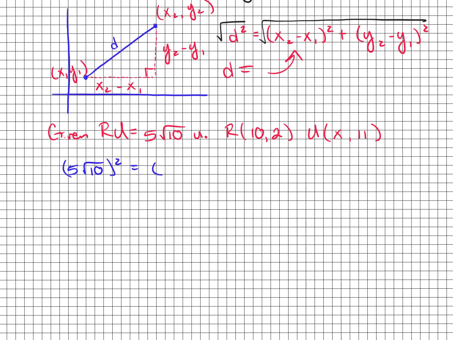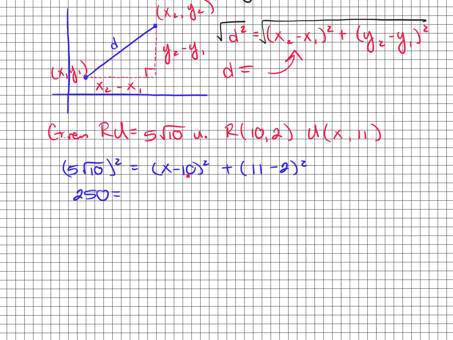Now I'm going to subtract my x's, and I like to do x minus 10 to keep that variable positive. That's going to be a quantity squared. Subtract my y's, 11 minus 2, quantity squared. I'm going to square my radical. Remember, we're going to try not to use our calculators here if we can help it. 25 times 10 is going to give me 250.